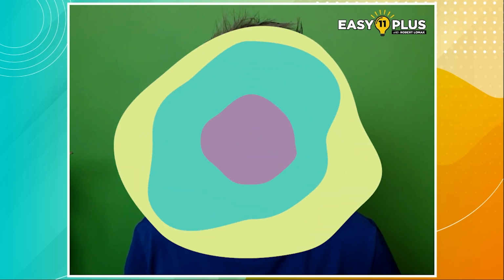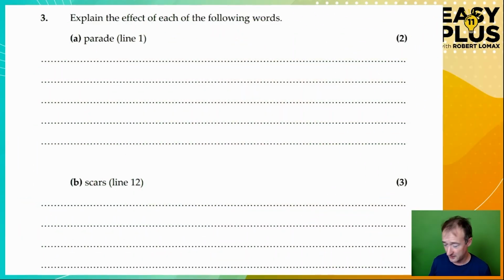Let's have a look at the questions. So the first question here is asking us to look at the effect of the word parade in line 1. And we can see that there are 2 marks available here, which tells us that a relatively simple answer will be acceptable, but that it does need a bit more than just a single quick point. Let's have a look at this word in the text.